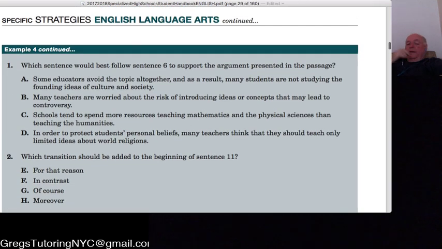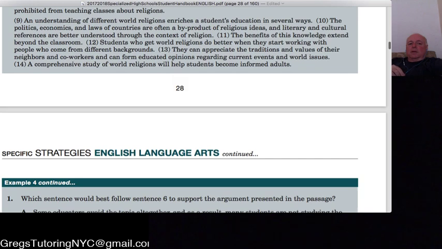Okay, so B uses terminology. Which transition should be added to the beginning of sentence 11? So let's find 11. Remember, sometimes it is contextual. So you may have to go back a sentence or two, or even a sentence forward, and so on. So the sentence is, the benefits of this knowledge extend beyond the classroom. Of which knowledge? So let's go back to 10.